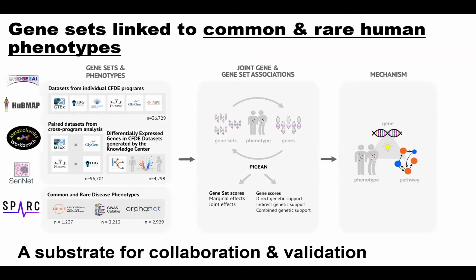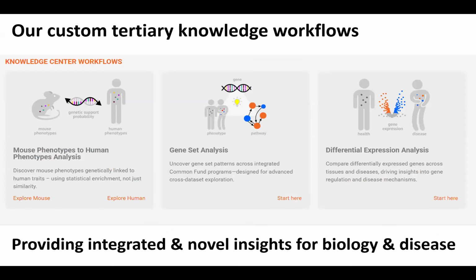But how do you do that? How do you make that useful? And how do you bring your context to that? It's an incredibly big hairball, if you will. So we have that currently available in very specific terms, where you can go to gene set analysis. You can type in your favorite phenotype, for example, and ask what gene sets and phenotypes are linked to this through this pigeon method.